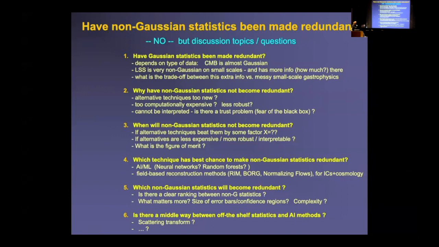My prior is always that most of the information on these things is in the power spectrum, and then the bispectrum helps more, and then less and less. But again, I don't have a proof, and I don't know what fraction we are capturing.